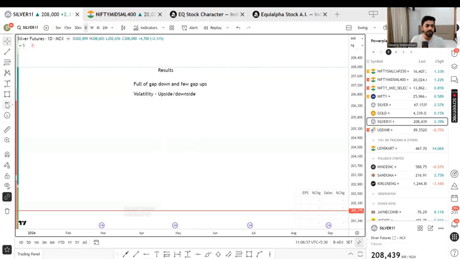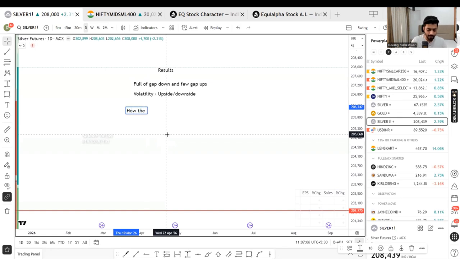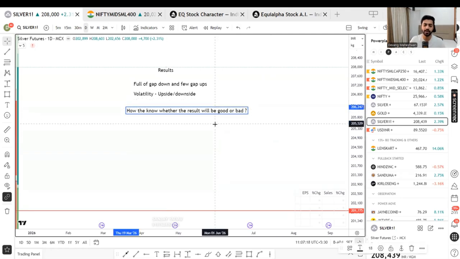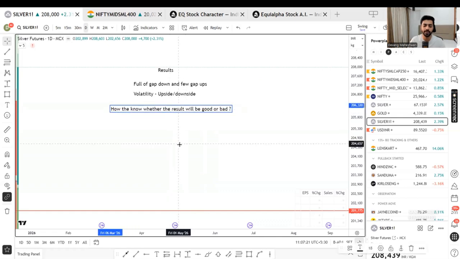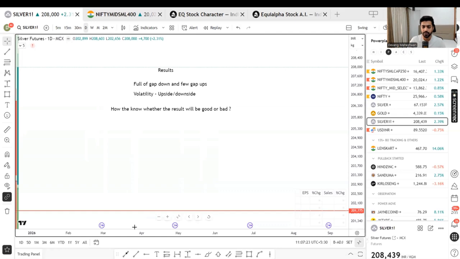So first of all, let me ask you a very simple question: how to know whether the result will be good or bad, or what's the definition of good and bad, and how to know whether the result will be coming good or bad. Any guess on this? Like seeing news channels, seeing some research reports, how you can know that the result can come good or bad?